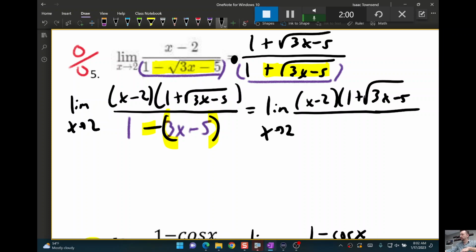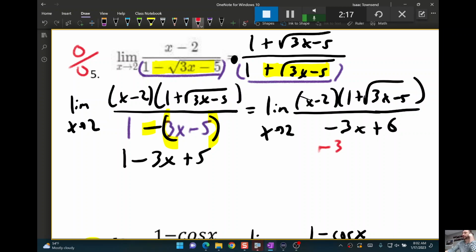Minus 5. Okay, down here I've got 1. I could distribute this negative. I could combine 1 and plus 5 to get plus 6. And then I know this needs to look something like this. So if I was to factor out a -3, do a GCF, now something cancels, the x minus 2's. And then I can probably finish with direct substitution now.